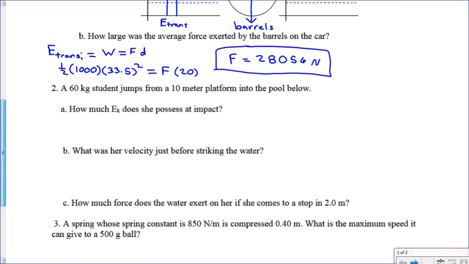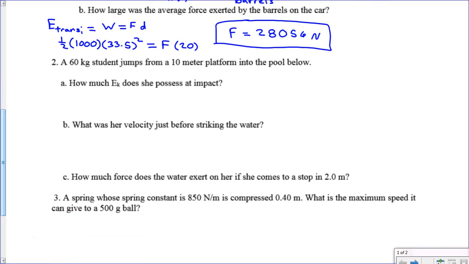All right, for problem number 2, it says a 60 kilogram student jumps from a 10-meter platform into the pool below. It says how much EK, and EK here means E-trans, does she possess at impact? Well, there's no LOL chart for this one, but something that you need to keep in mind is that whatever gravitational energy she had originally, all of that is going to become translational energy. So whatever EGI, initial gravitational energy she had, that's going to become her final translational energy.